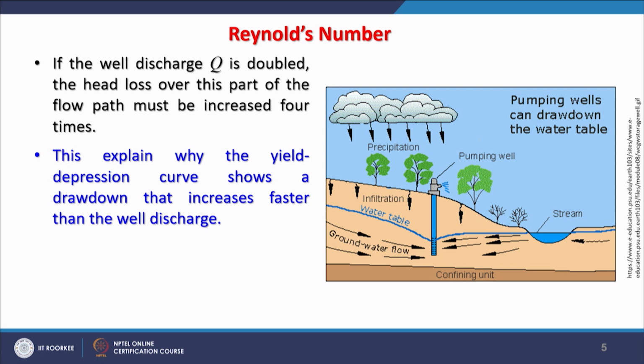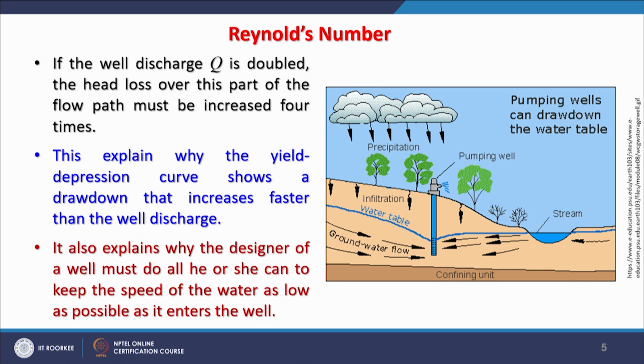So, this explains why the depression curve, which is also known as the drawdown, increases faster than the well discharge. If this cone of depression becomes very sharp, then the head loss is more, the withdrawal or the Q discharge will reduce, and your well may get damaged because of turbulent flow. It also explains why the designers of a well must do all they can to keep the speed of water as low as possible as it enters the well.